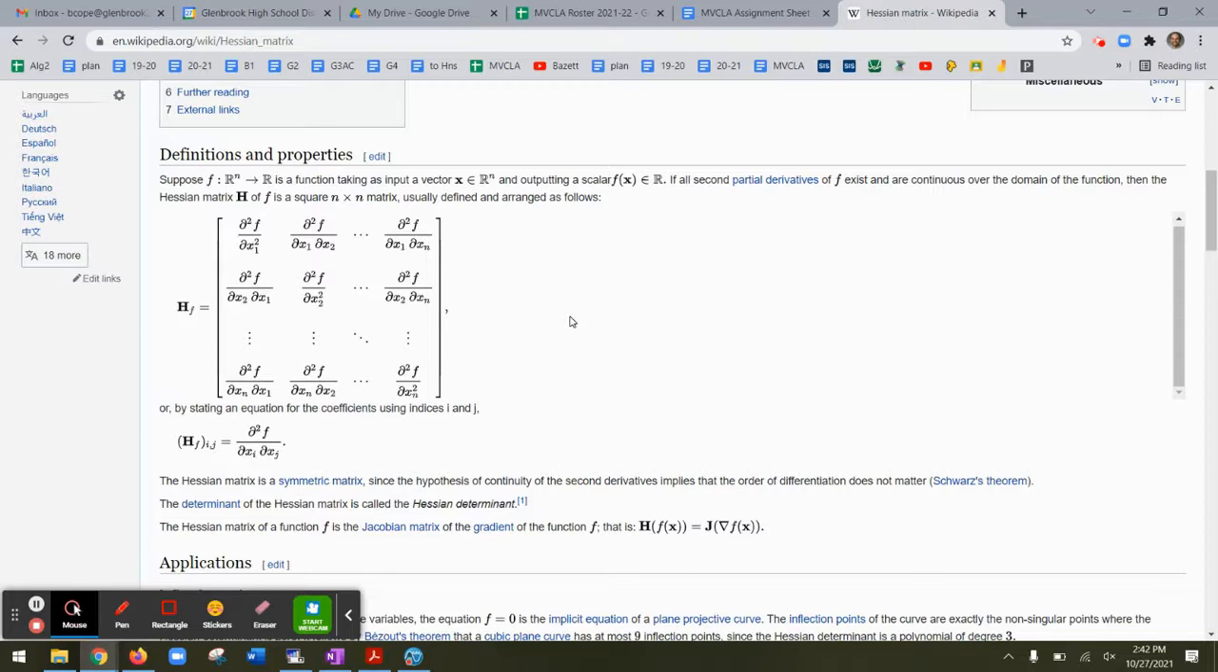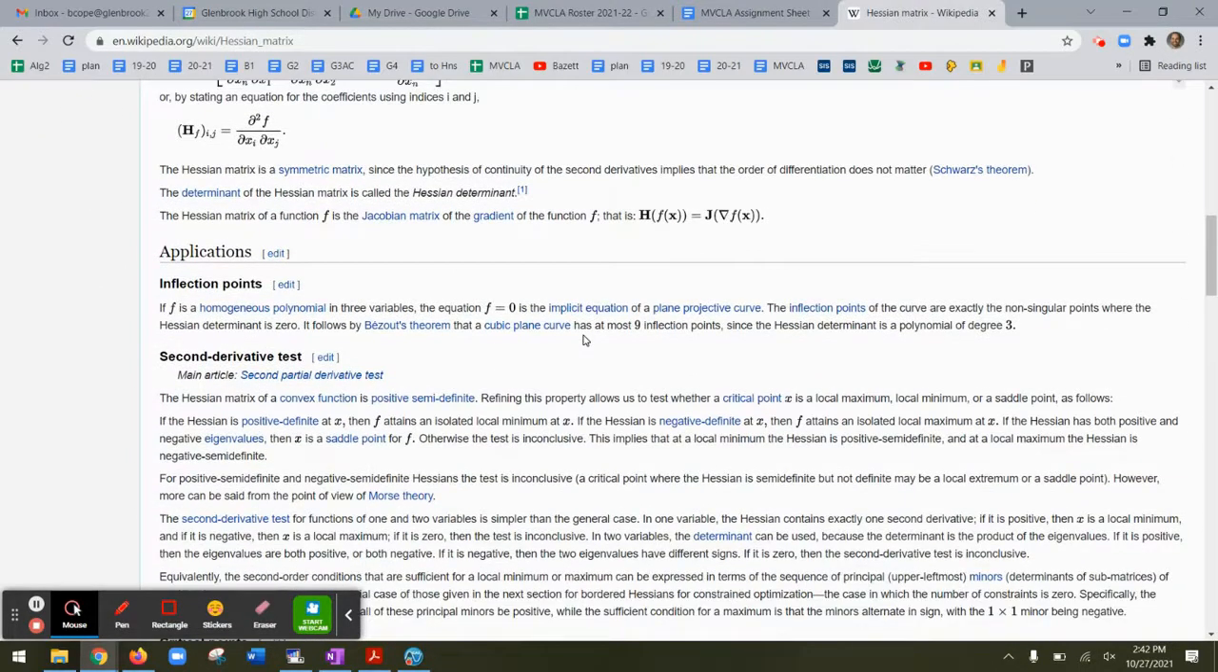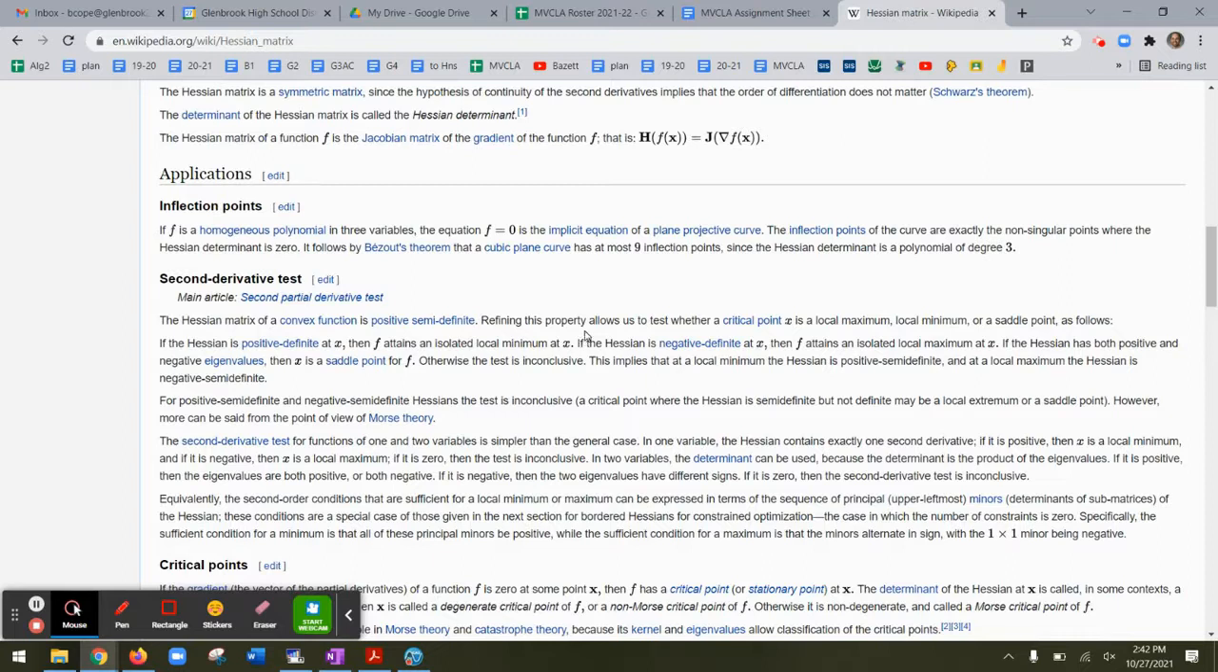It's symmetric. Yeah, it talks about the Jacobian matrix. We'll learn about that later. I didn't know this: it's the Jacobian of the gradient. That's interesting. Here you go, it even talks about what we're studying right now. The Hessian matrix of a convex function is positive. I don't know what that means. Here, refining this property allows us to test whether a critical point is a max, min, or saddle as follows. If the Hessian is positive definite, I'm going to put all this language in stuff we can understand. But basically, the determinant of the Hessian matrix is what we're examining with D.